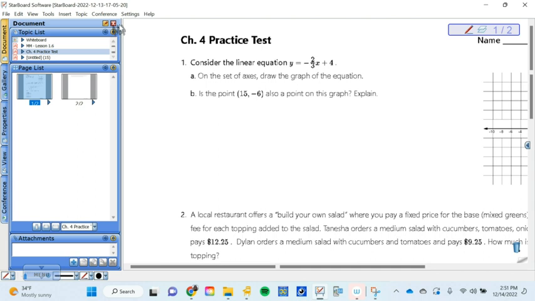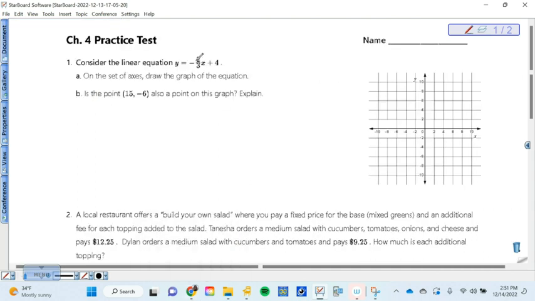Okay, number 1, consider this linear equation. And then it asks us to draw the graph of the equation. What form is this in? Slope-intercept, right? I know 2 things from my slope-intercept equation. I know my slope, and I know my y-intercept. What's my slope of this line?